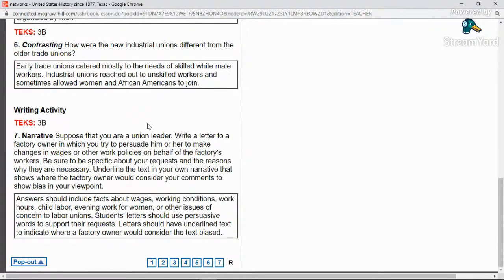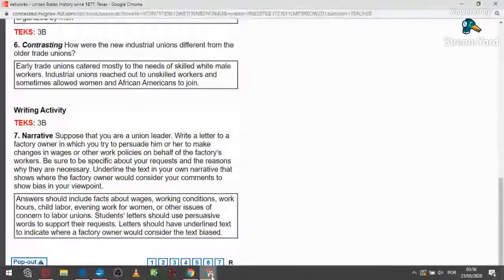And how were new industrial unions different from older trade unions? Trade unions only worked with skilled white male workers. Industrial unions reached out to unskilled workers and sometimes allowed women and African Americans to join, Black Americans. So this is the difference, okay?